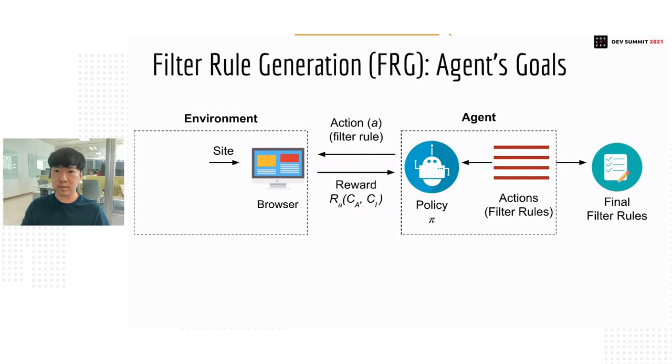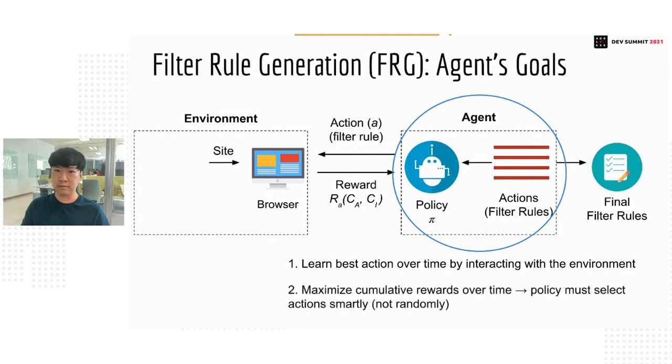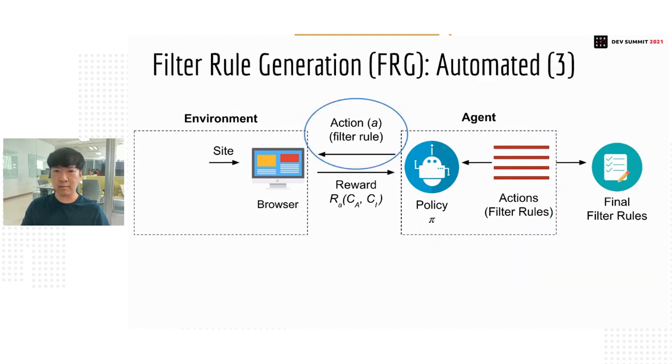And then let's revisit the goals of an agent. I've already mentioned that it needs to learn the best action over time by interacting with the environment, but it also needs to maximize the cumulative rewards over time. So basically what this means is that it forces the policy to select actions smartly and not just randomly. And currently we're still exploring many of the policies that are available in reinforcement learning. And in doing so, we are basically replacing the human selecting the rules part with following the policy.